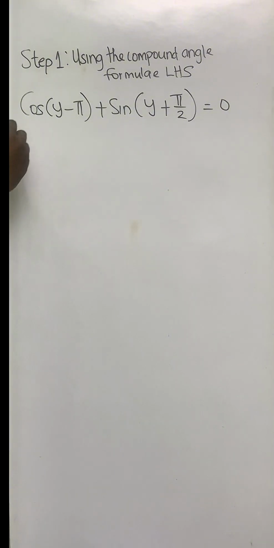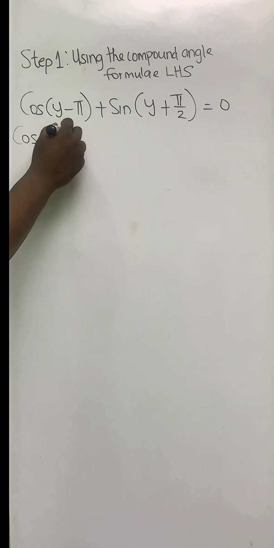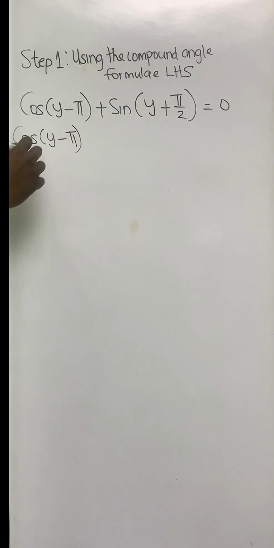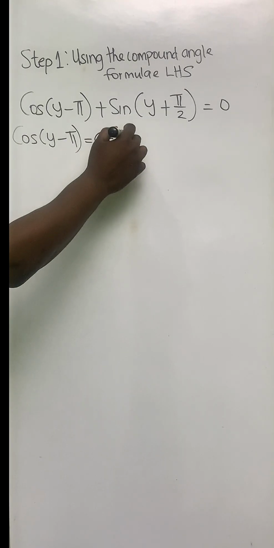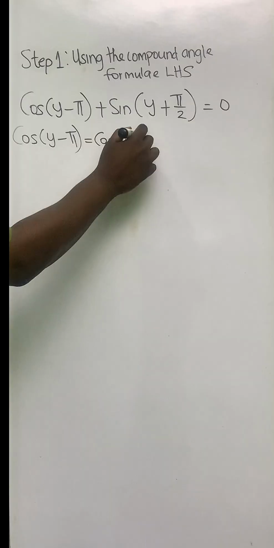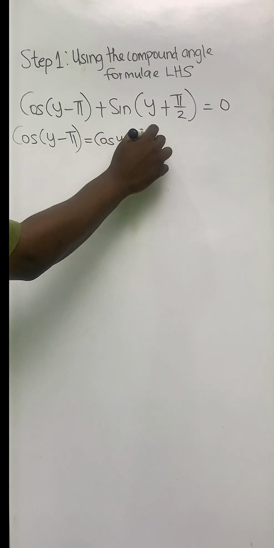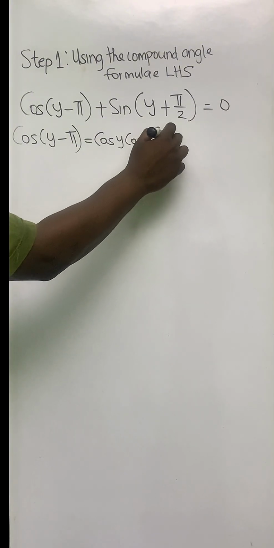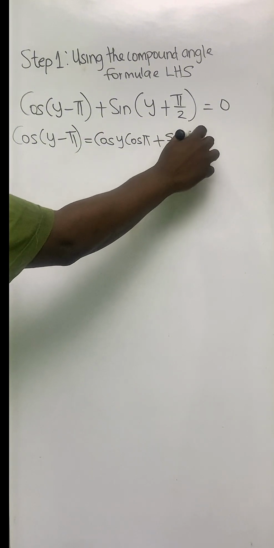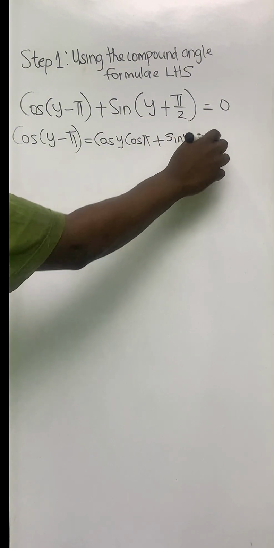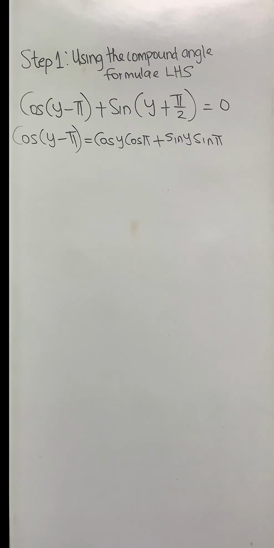Here, for the left hand side, cos(y - π) will be equal to cos y cos π plus sin y sin π, expanding this bracket using one of the compound angle formulas.